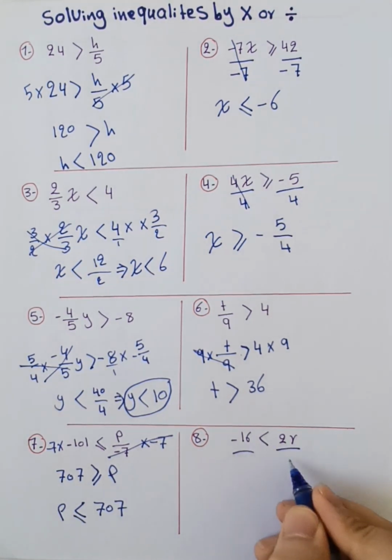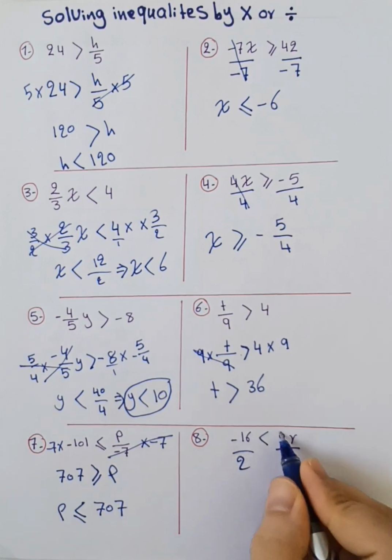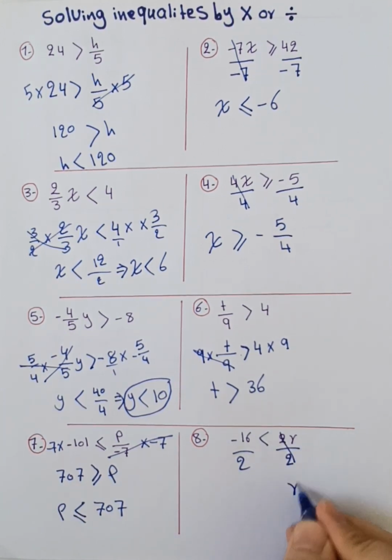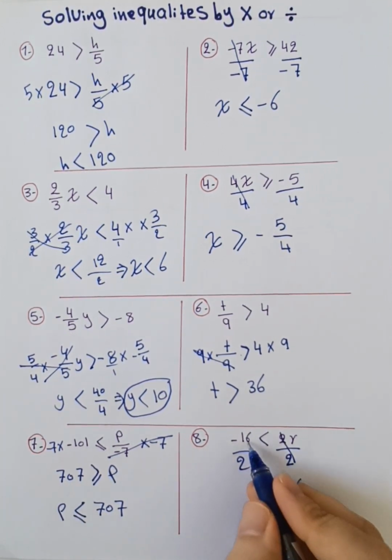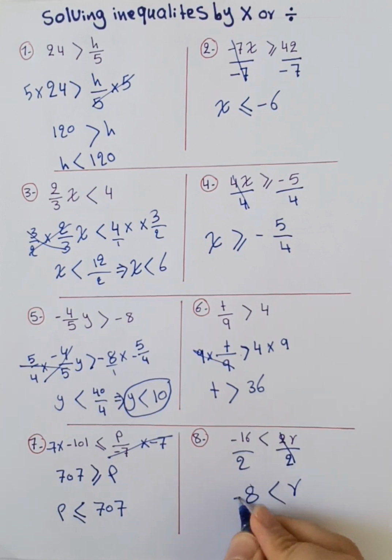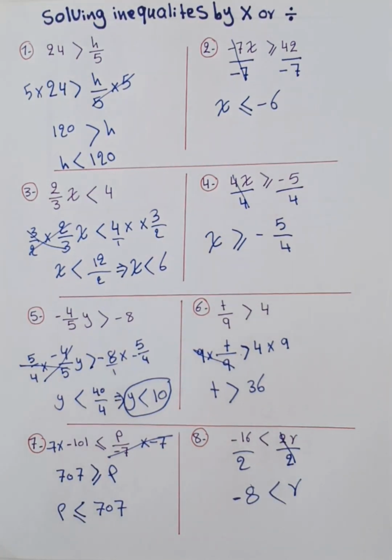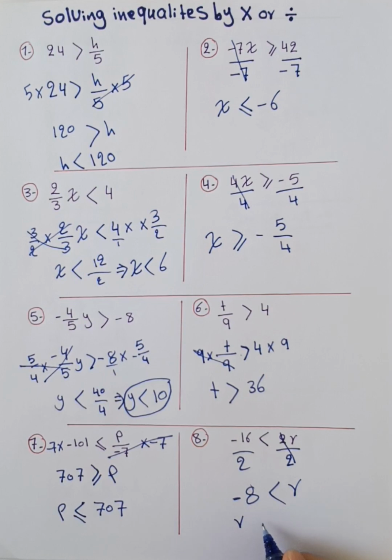Example number 8, we have negative 16 less than 2r. We have to divide both sides by 2. These two 2s are reduced, and then negative 16 divided by 2 is negative 8. So we can write r greater than negative 8.